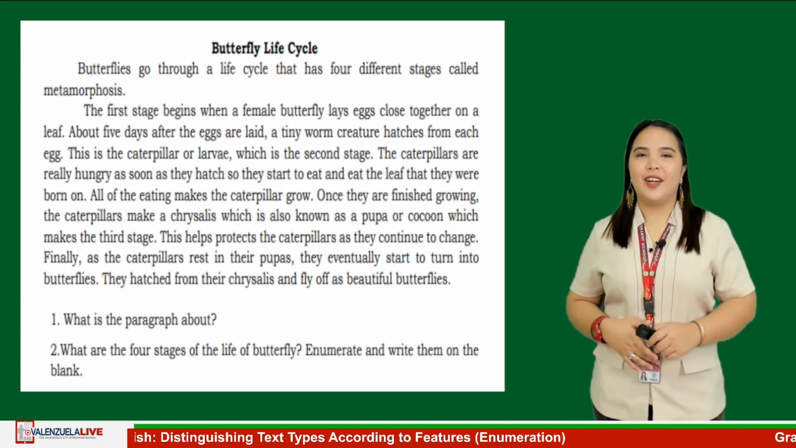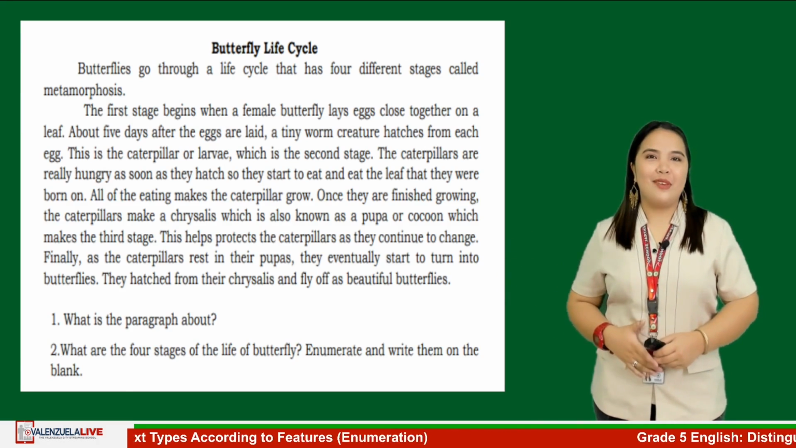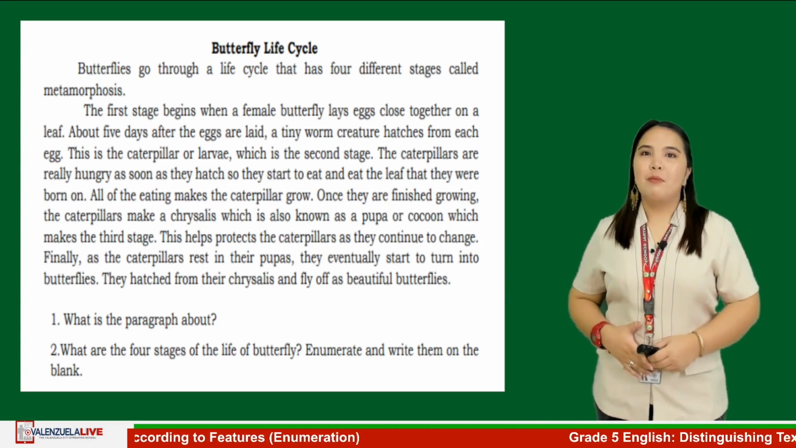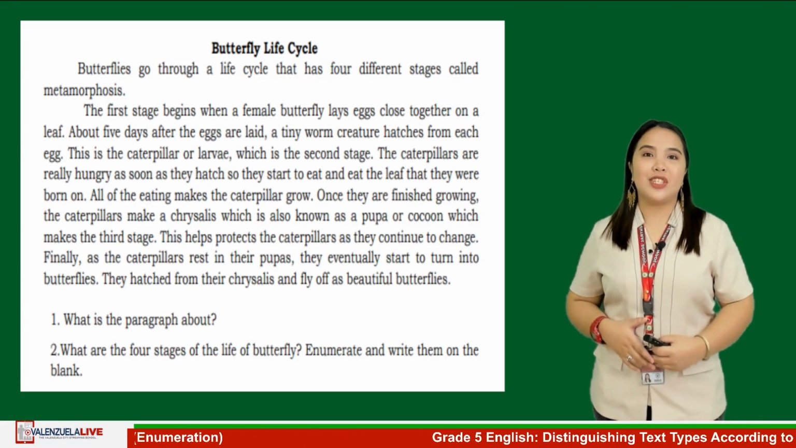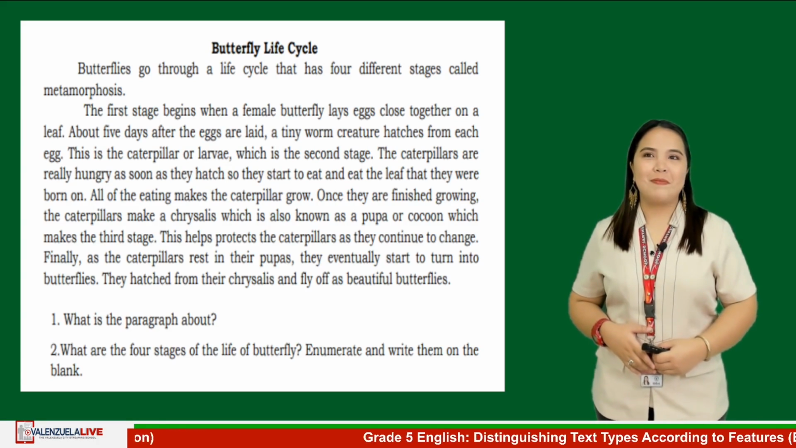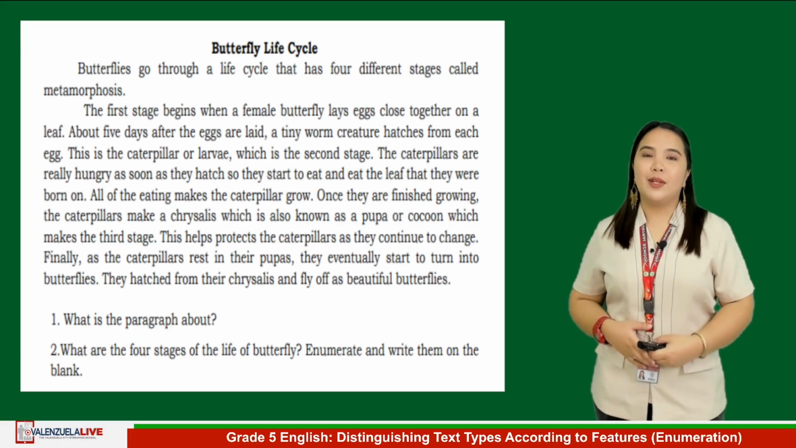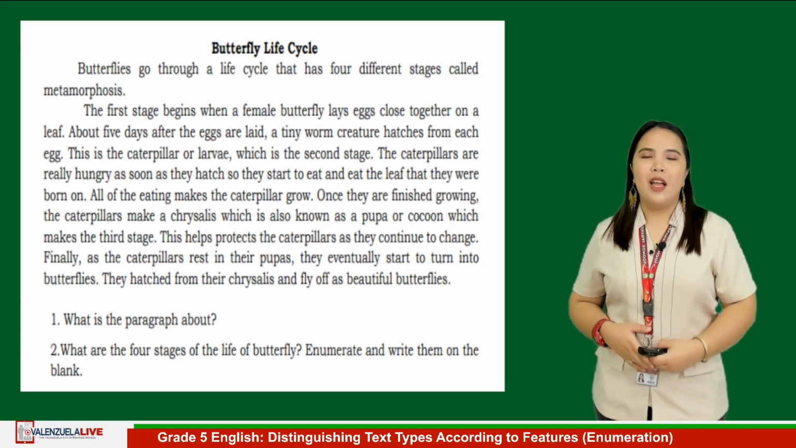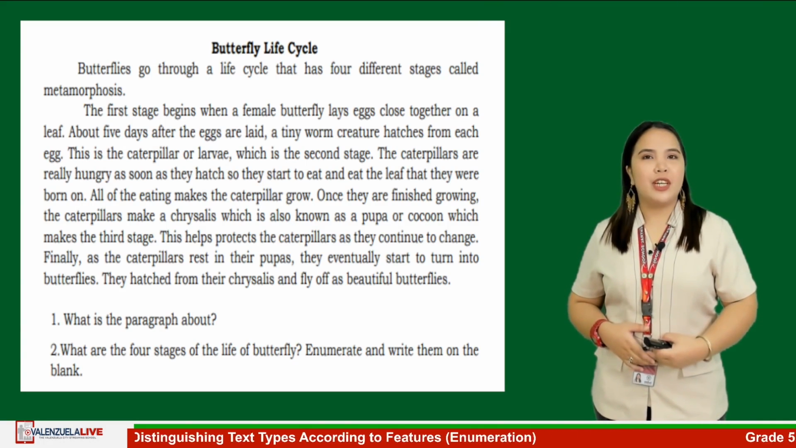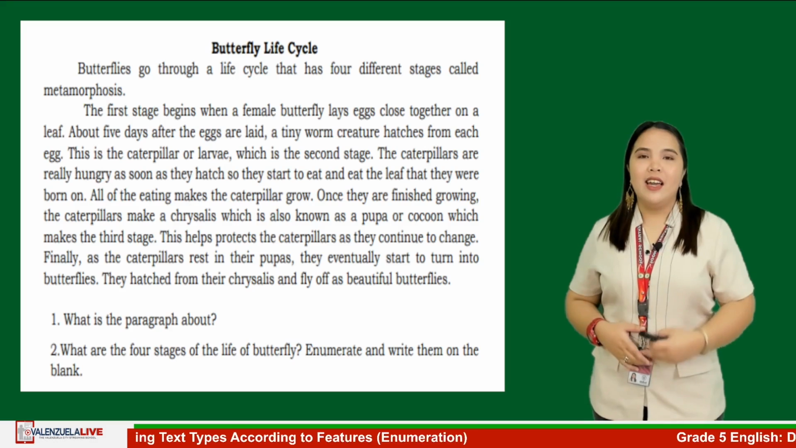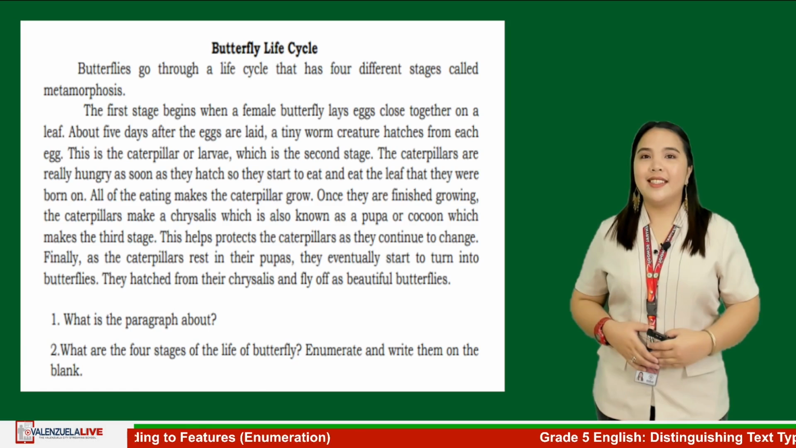Let's have another example. This text is all about butterfly life cycle. Butterfly go through a life cycle that has 4 different stages called metamorphosis. The first stage begins when a female butterfly lay eggs close together on a leaf. About 5 days after the eggs are laid, a tiny worm creature hatches from each egg. This is the caterpillar or larvae, which is the second stage.